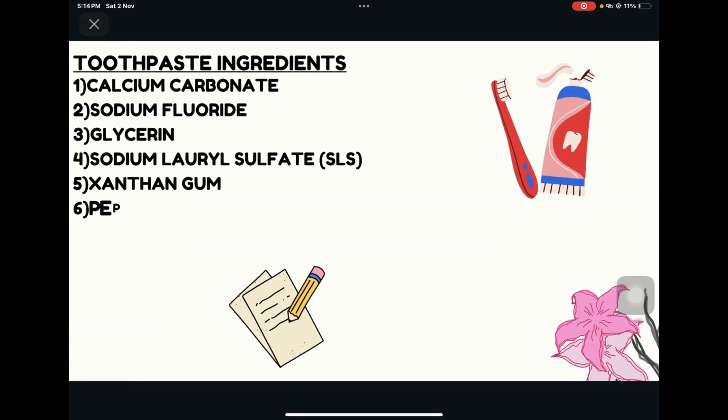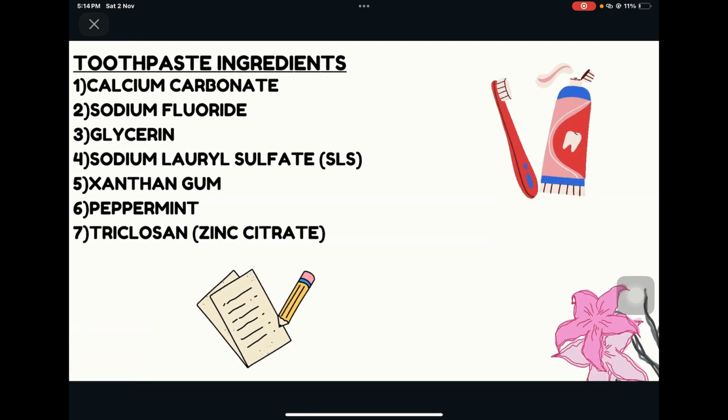These are the toothpaste ingredients. Number 1 is calcium carbonate. Number 2 is sodium fluoride. Number 3 is glycerin. Number 4 is sodium lauryl sulfate, which is SLS. Number 5 is xanthan gum. Number 6 is peppermint. Number 7 is triclosan, which is zinc citrate.